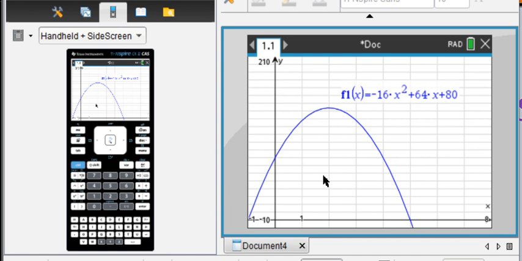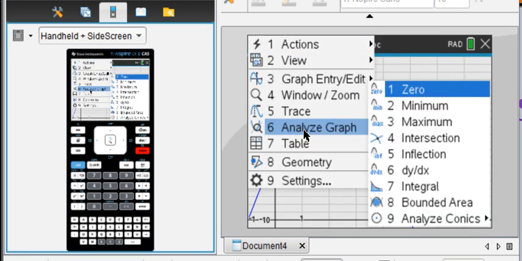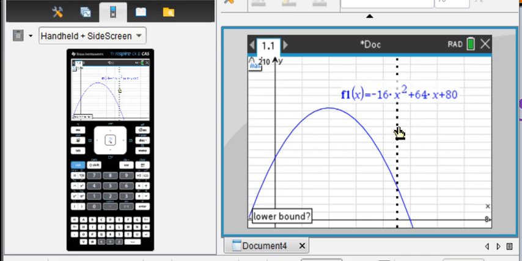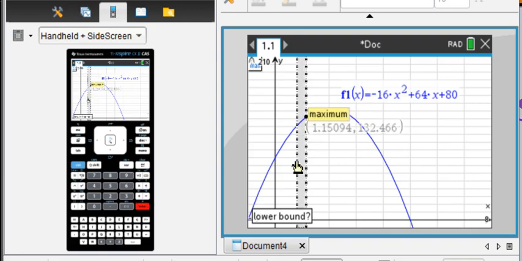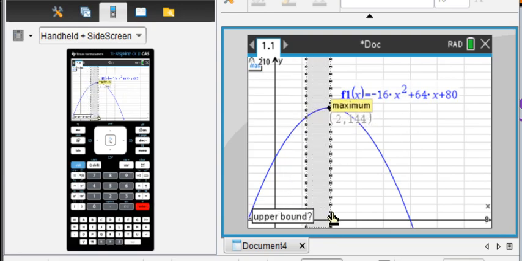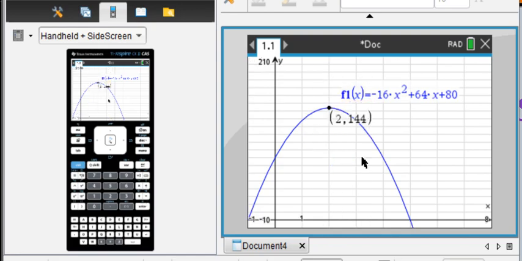So now I need the maximum. Menu, 6, 3. I set a lower bound to the left side of the top, anywhere over here. I press enter exactly one time. Now it changes to upper bound. I drag to the right, and my maximum is 2, 144.